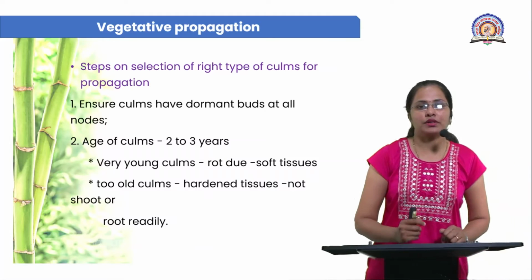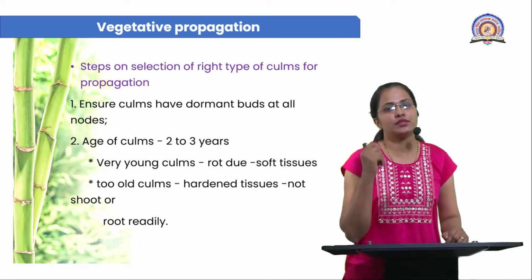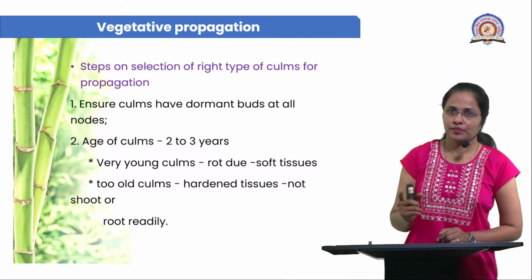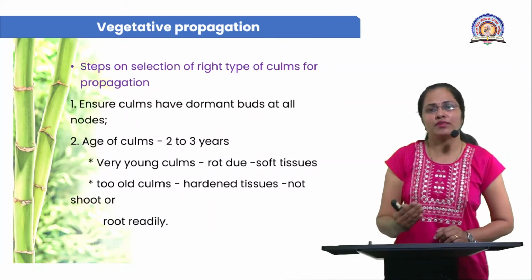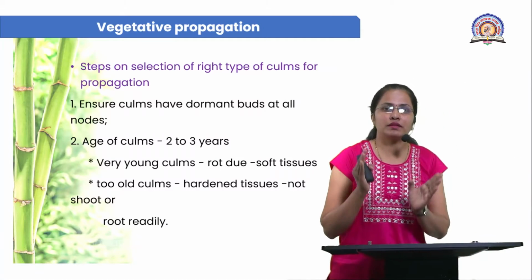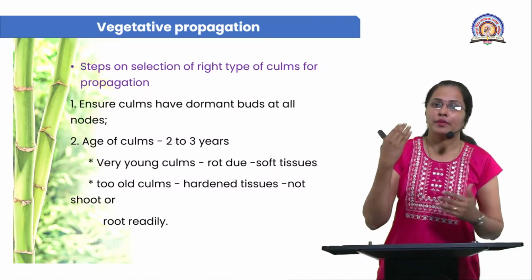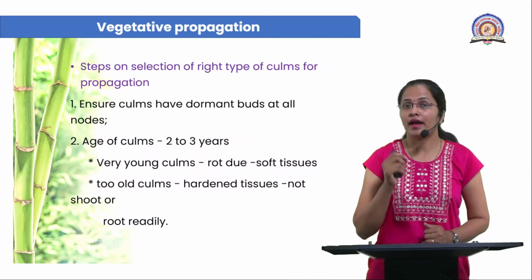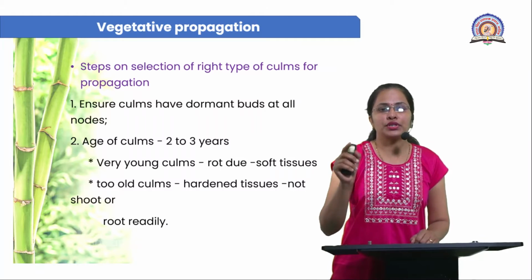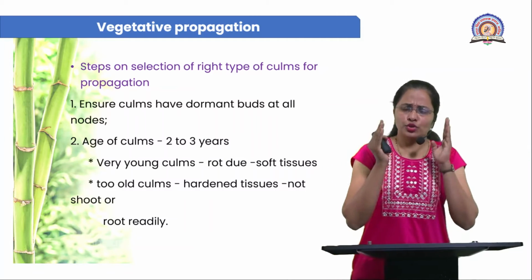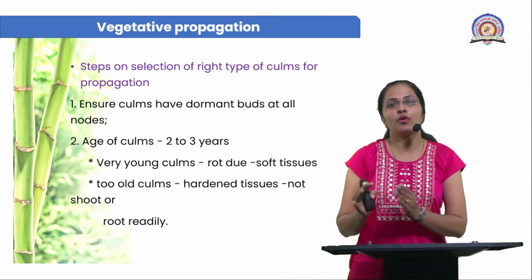For the selection, we have to ensure that the stem part has dormant buds at all the nodes, so that a new plantlet can arise from that bud. And very importantly, we have to select a clump of proper age. The clump should not be too young and should not be too old.